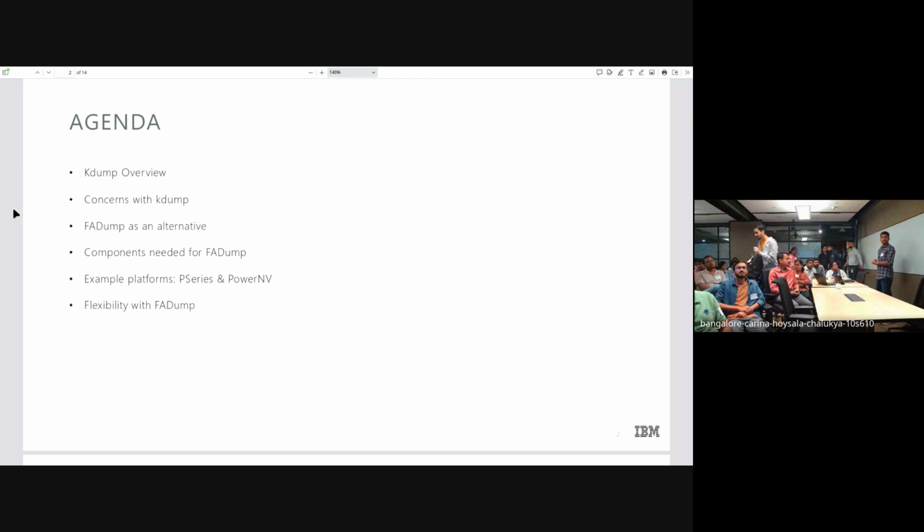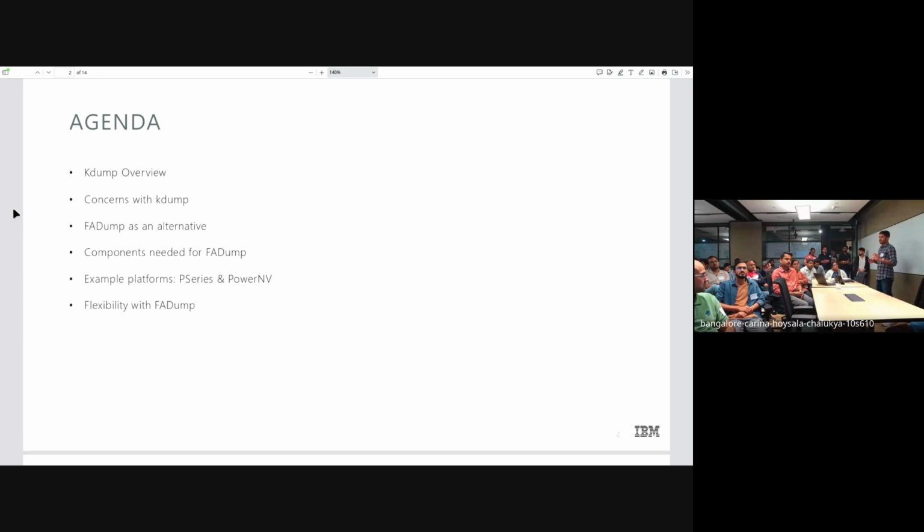So we will be going through the inherent issues, and then we will talk about FADump, which is firmware assisted dump, as an alternative to KDump. I will show how it works, and we will be talking about it from a generic perspective as a technology which other architectures or other platforms can also implement. We'll be seeing the components needed for FADump. This also gives you an idea what things are needed on your platforms. And we'll go through the real life examples of these two platforms, pSeries and PowerNV.